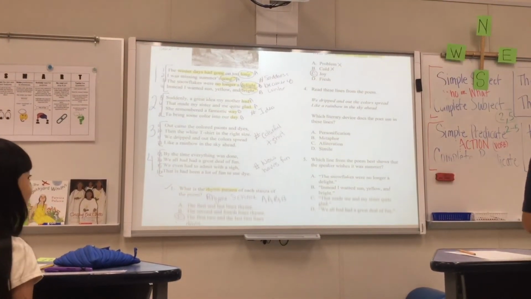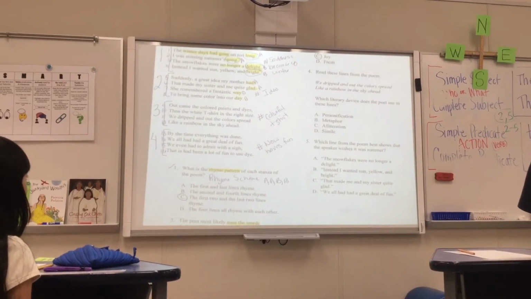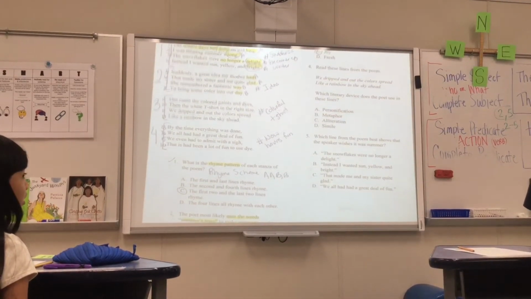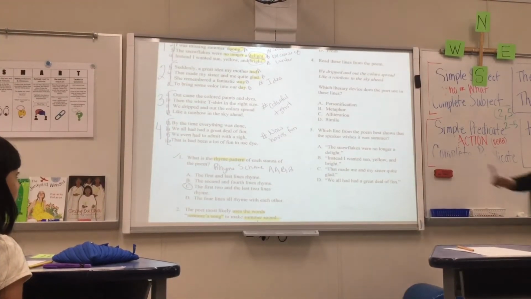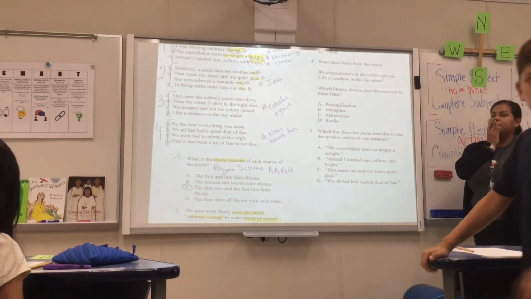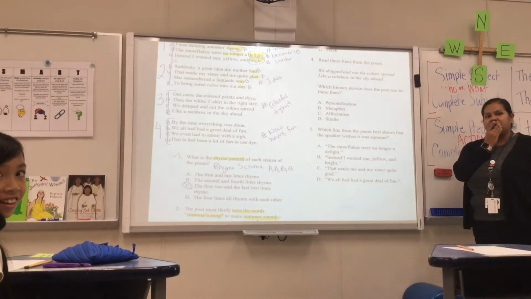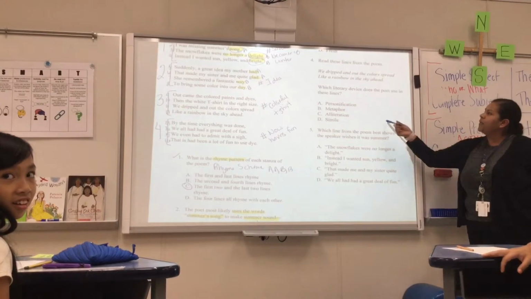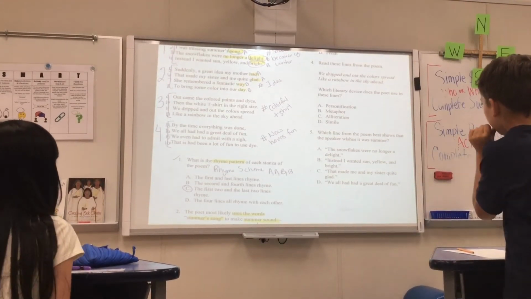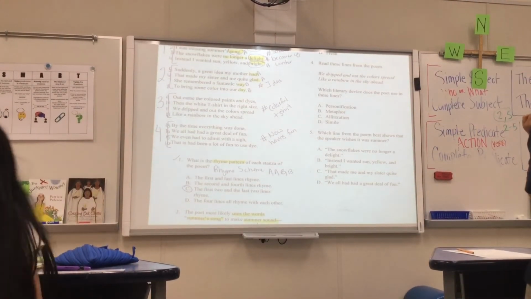All right. We're going to do one more because I have to meet with a grade level. Okay. Which one would you want to do, Mr. Brown? 4 or 5? And? 4. Yeah, 4.